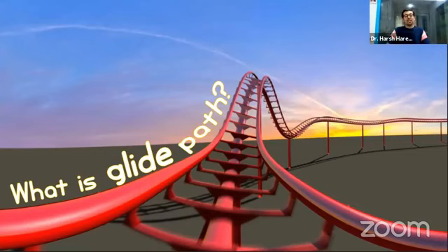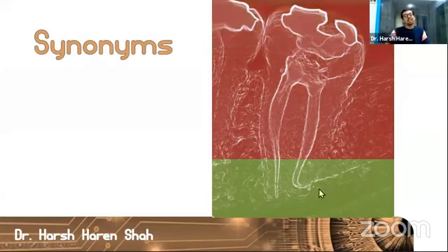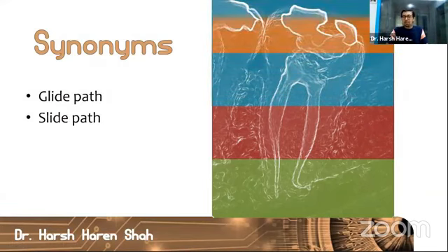However, glide path is not a standalone entity. There are a lot of different names that have been given to this particular terminology. Glide path is also known as slide path by some authors. It is known as guide path. So what I basically want to say here is that please do not get confused with newer terminology every time you hear them, because it's exactly the same thing.